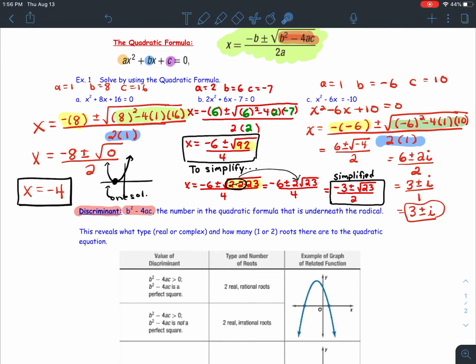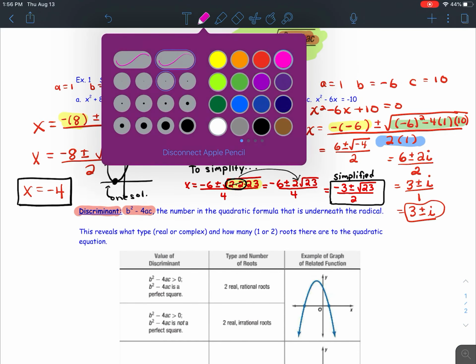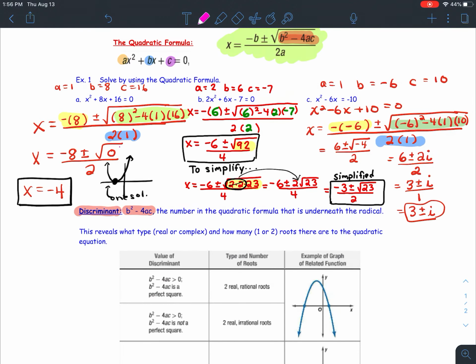The section in the quadratic formula that is underneath the square root symbol has a specific name. It is called the discriminant. Okay, so the discriminant is only the number underneath the square root symbol. I'm going to circle that in pink in each of these above answers. The discriminant was a 0 in the first example. It was initially a 92 in that example, and it was a negative 4 in that example.